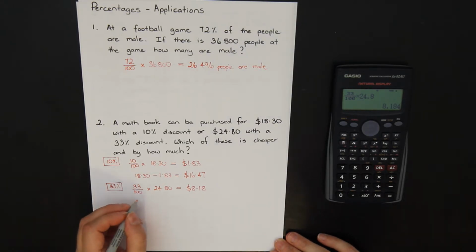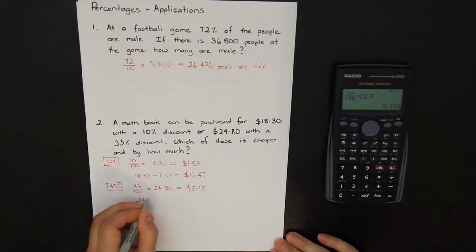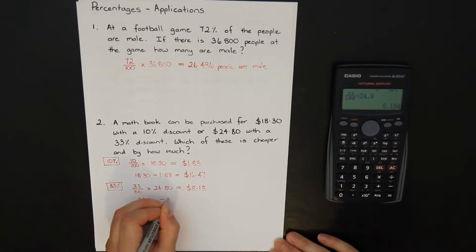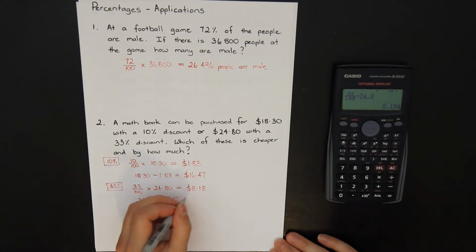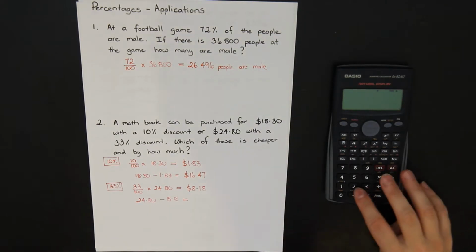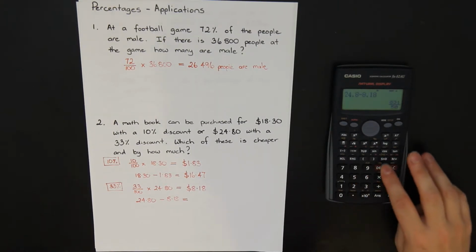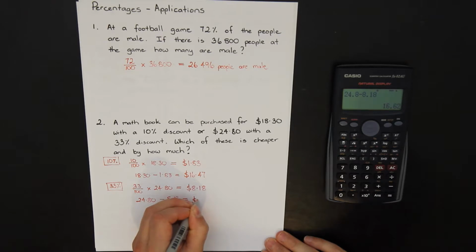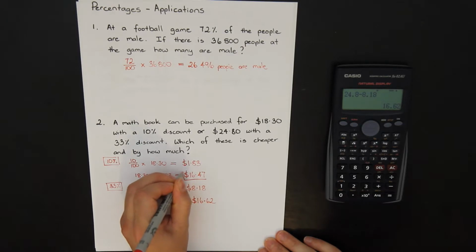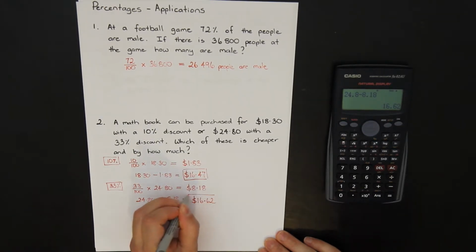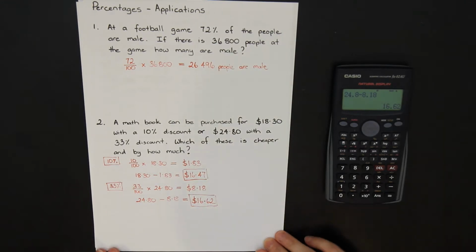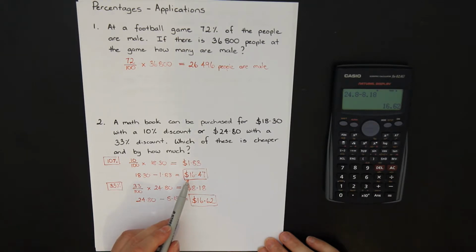Now we need to find out what the new book price is. So $24.80 was our starting price, but we need to subtract off our discount. So let's calculate 24.8 minus 8.18 equals 16.62. So this was the price of our first book. This is the price of our second book. They are actually very, very close in price. But the first book is just a tiny bit cheaper.